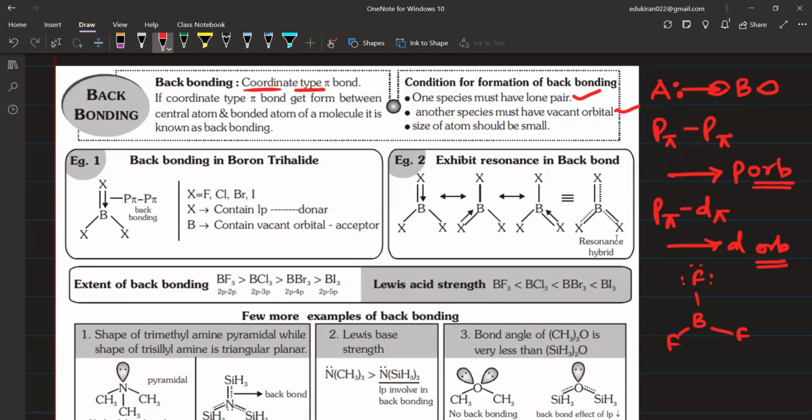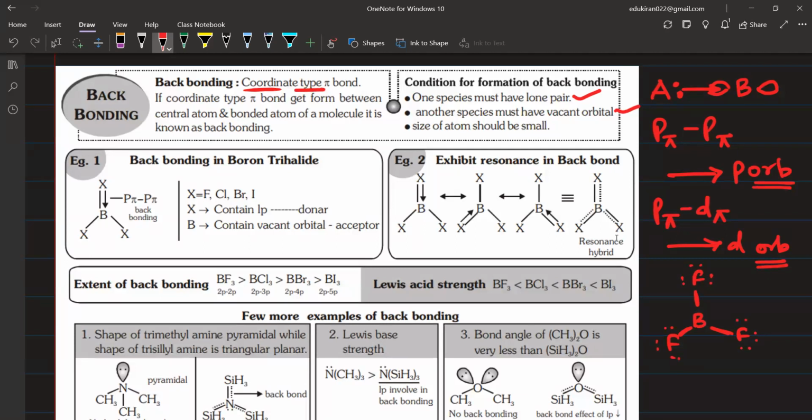Now, all the fluorines contain 3 lone pair electrons. And this boron will have a vacant orbital. Why? Because it only has 3 bonds. 3 bonds means 6 electrons. 6 electrons means it is not what? It is not completing the octet.